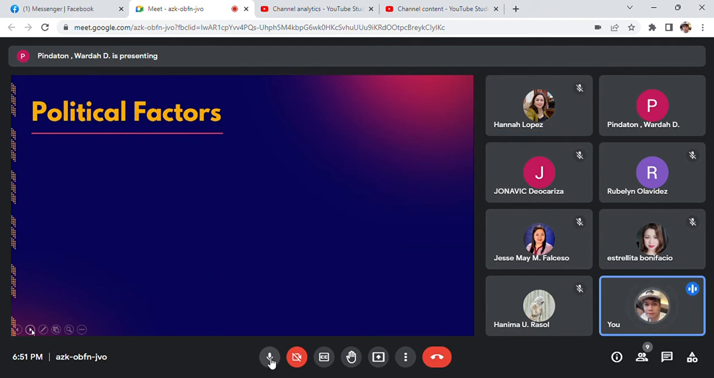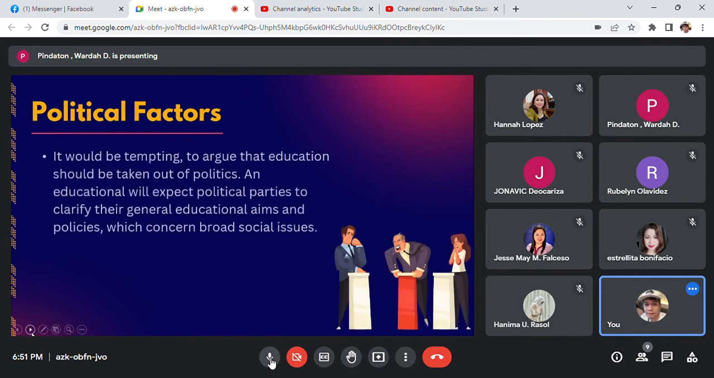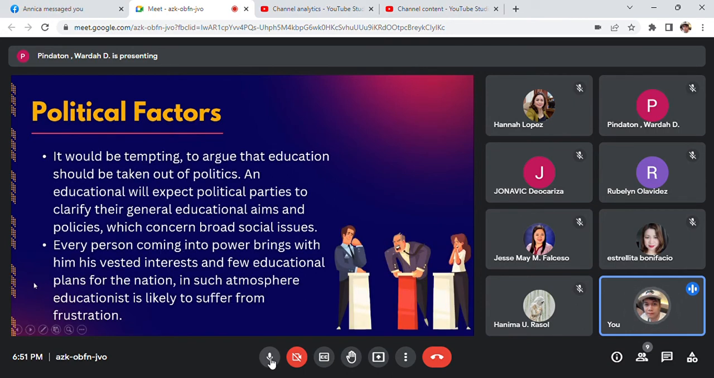Okay, for the political factors, it would be tempting to argue that education should be taken out of politics. An educationist will expect political parties to clarify their general educational aims and policies, which concern broad social issues. Every person coming into power brings with him his vested interests and few educational plans for the nation. In such an atmosphere, educationists are likely to suffer from frustration. Meaning to say, politics affects curriculum development in numerous ways.